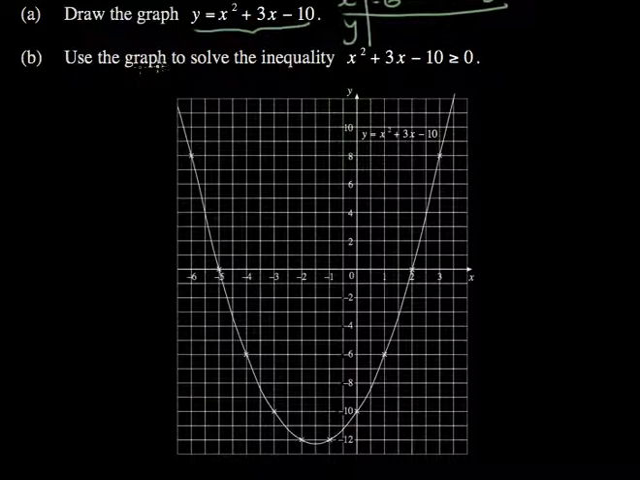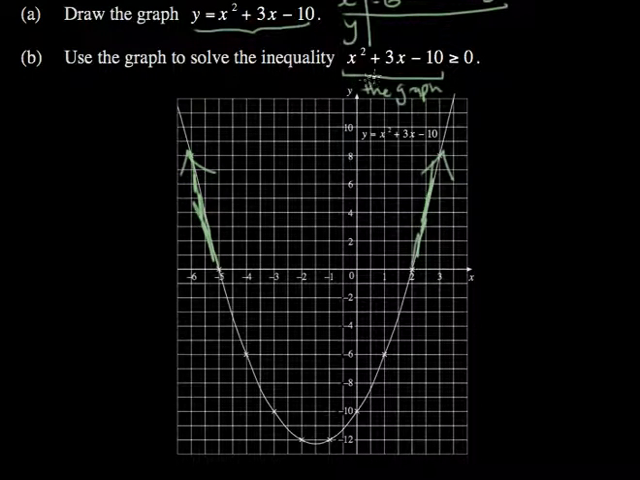And then it says use the graph to solve the inequality, this. Now notice that that part there is exactly the same as what we've just graphed. So what we're actually saying is, where is the graph greater than 0? And the graph is greater than 0 where it's positive. So it's going to be this section here and this section here. It's going to be up all the way that way and all the way that way. But it's going to stop at these 2 points.